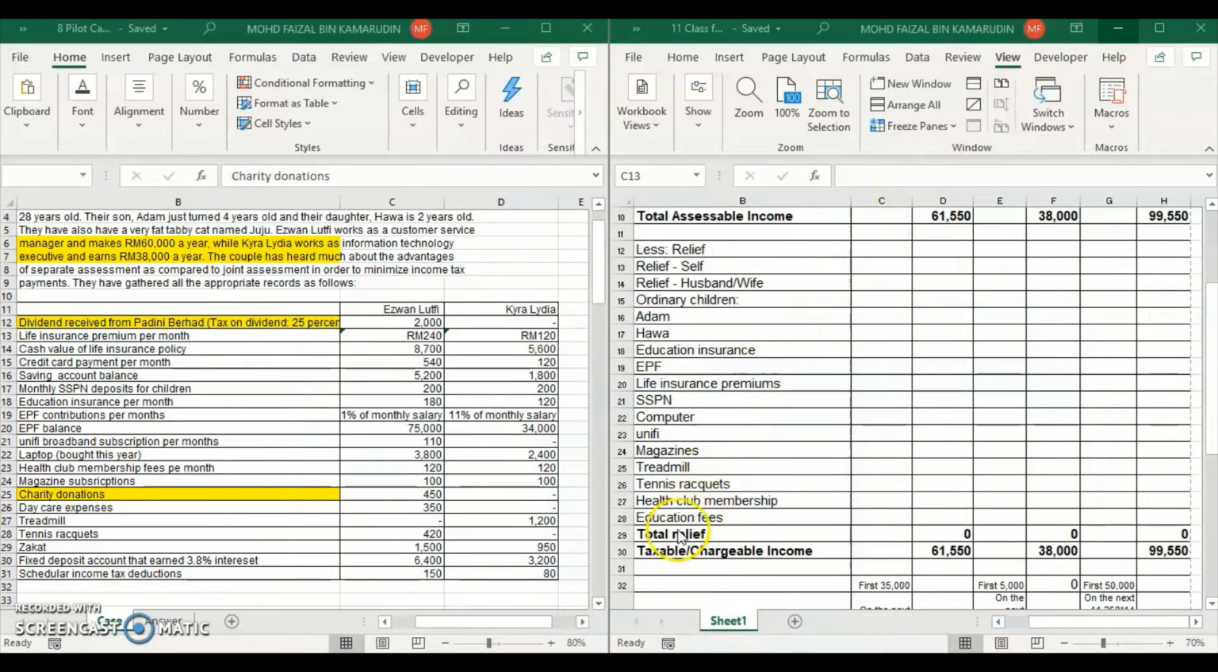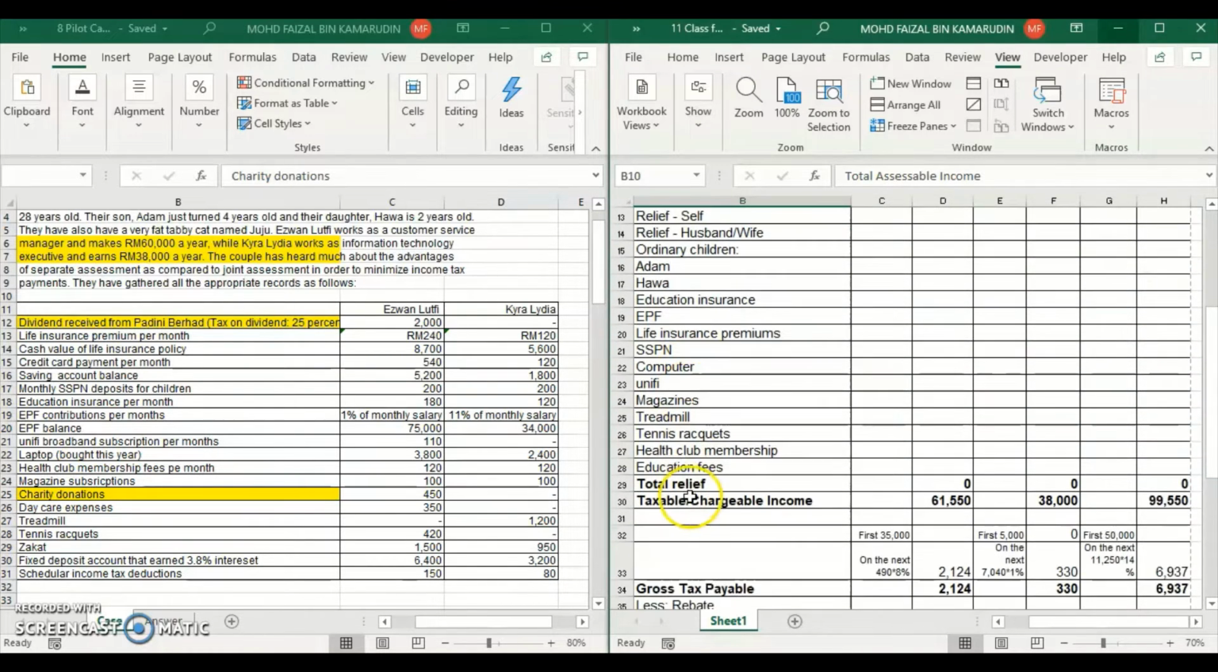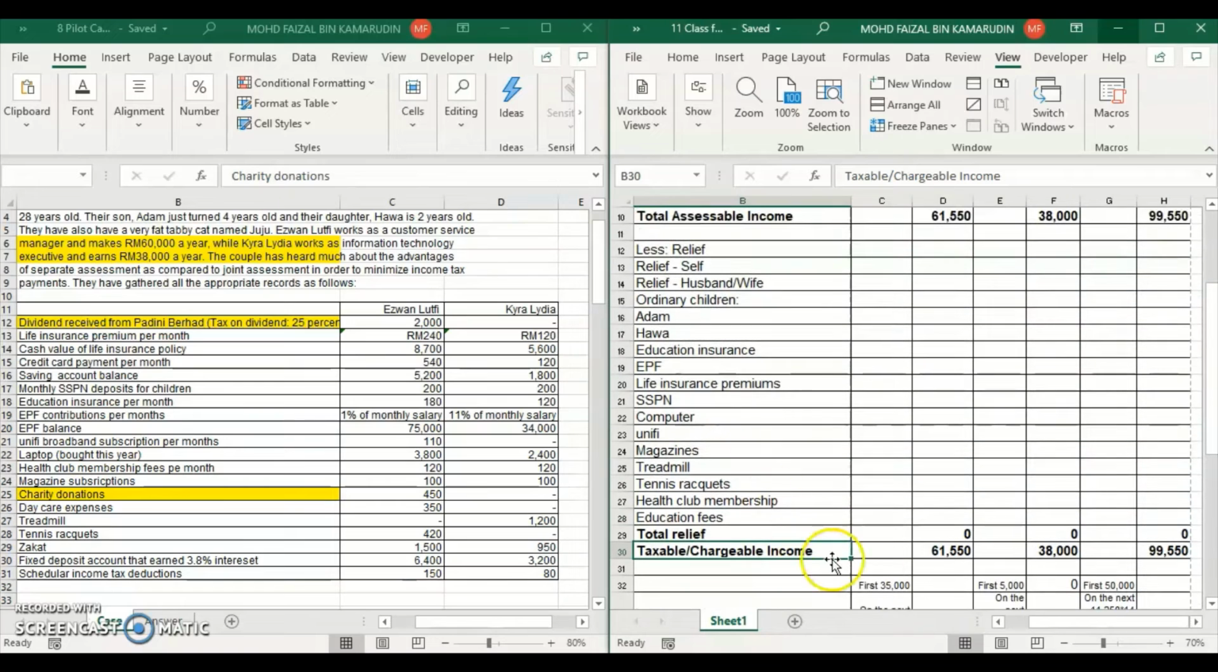And so what is this? Actually, we are preparing the taxable or chargeable income. I mentioned just now, the first step is we have to prepare the total aggregate income. The second step, we have to prepare total assessable income. The next one, we have to prepare taxable or chargeable income. And then how do we do it? We have to get the total relief first.